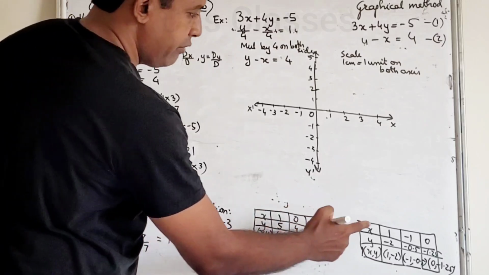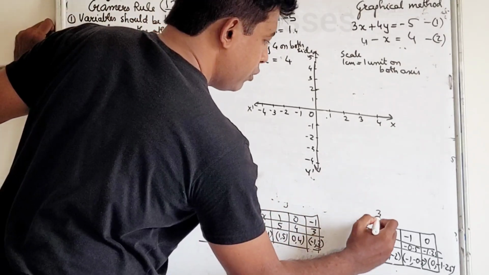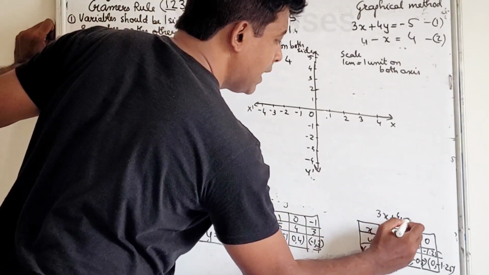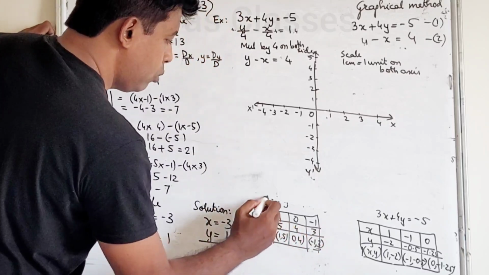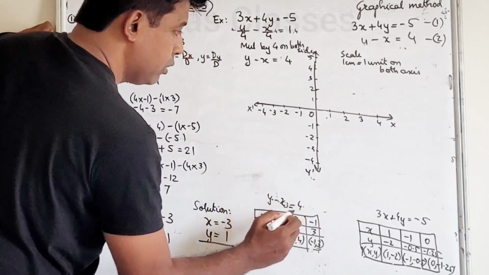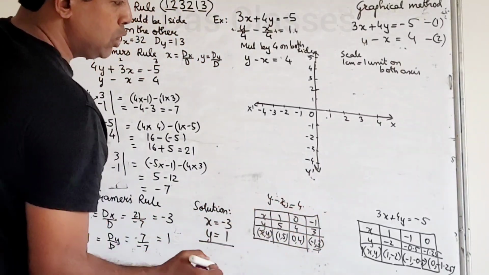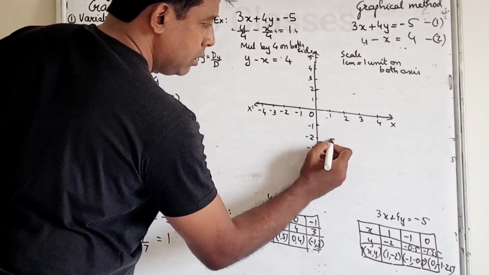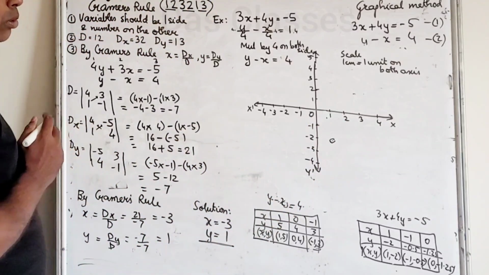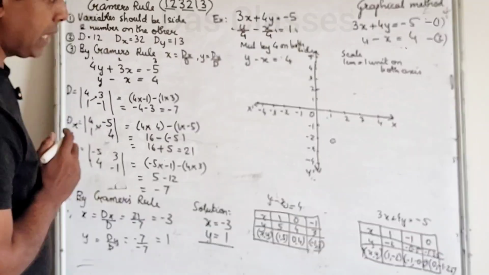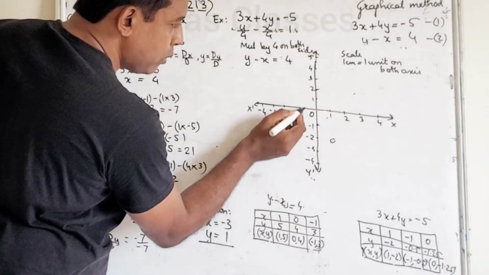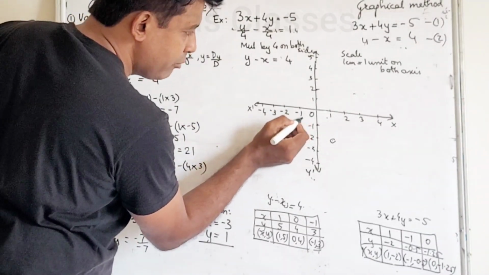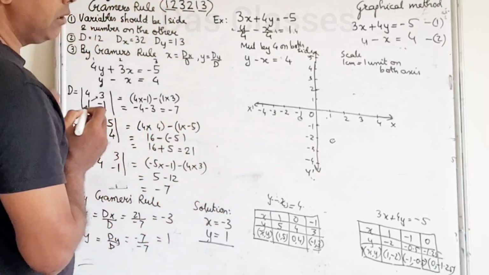So let's draw for this one. This one was for 3x plus 4y is equal to minus 5. And this table is for y minus x is equal to 4. So 1 and minus 2. 1 is over here. Minus 2 is here. So the coordinate is (1, minus 2). Then it's (minus 1, minus 0.5). Minus 1 is here and 0.5 will be somewhere here.